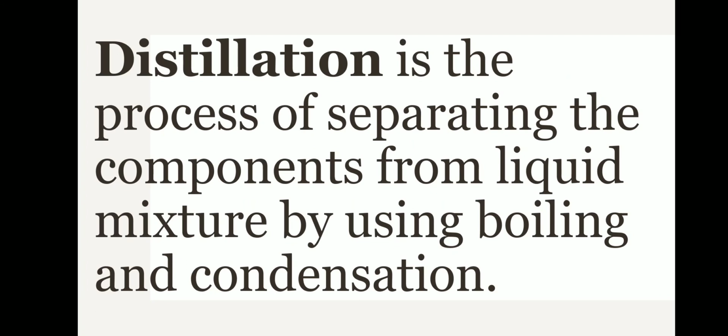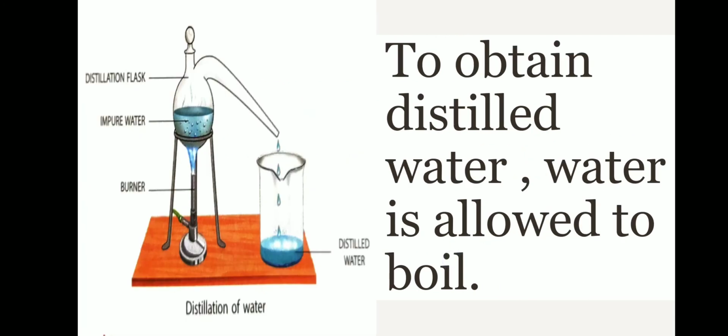Distillation is the process of separating the components from a liquid mixture by using boiling and condensation. Means two methods, boiling and condensation, are used for the distillation process. To obtain distilled water, water is allowed to boil. You can see in the apparatus shown here, the impure water is taken into a flask and it is boiled.